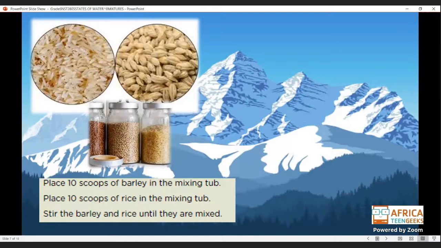A mixture is a solution with insoluble and soluble substances. Okay, so let's start off with a simple example. Now, I don't expect you to actually do this, but you can use your imagination. In the picture, I have rice on the left and I have barley on the right. In the jars, I have rice and lentils and barley. Now, when you mix these kinds of materials together, what do you think it's going to look like?